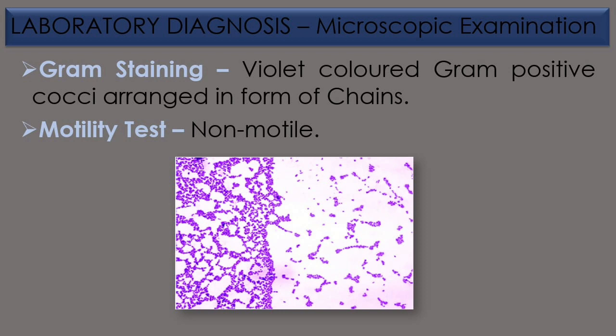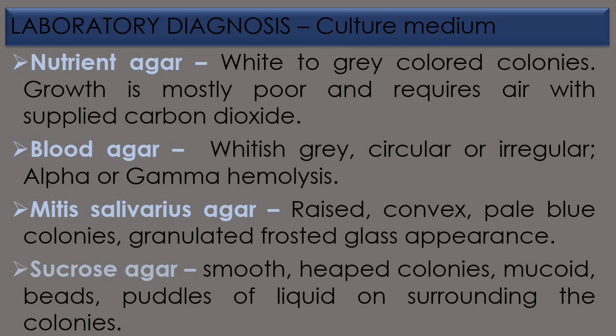Laboratory diagnosis of Streptococcus mutans. Microscopic examination: in gram staining, it is visible as violet colored gram-positive cocci arranged in the form of chains, and it is non-motile in nature. Colony morphology on culture medium: on nutrient agar, white to grey colored colonies. Growth is mostly poor and requires air supplied with carbon dioxide.